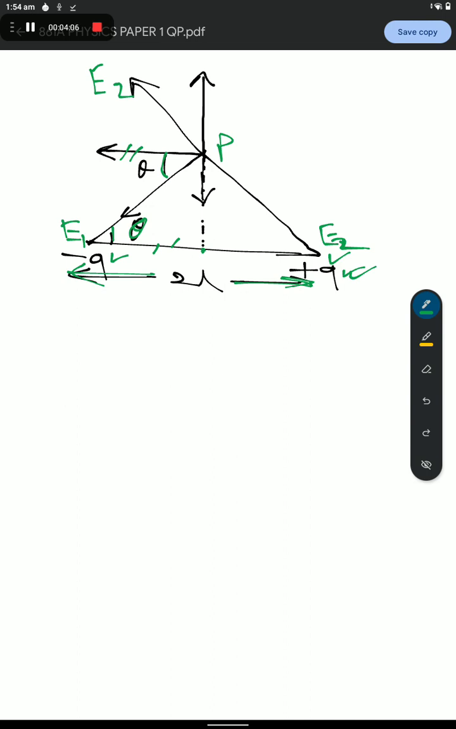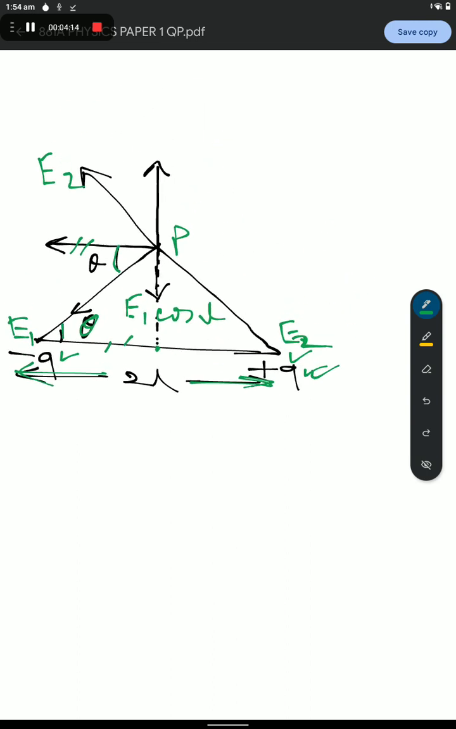So if we see from trigonometry, we can see that this one is E1 cos theta and this one is E2 cos theta. As you can see very well, oh sorry, this is sine theta, okay. I'm just making a small mistake here. These are sine components. So this is E1 sine theta and this is E2 sine theta, okay.